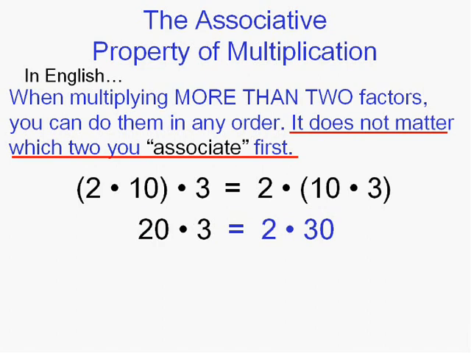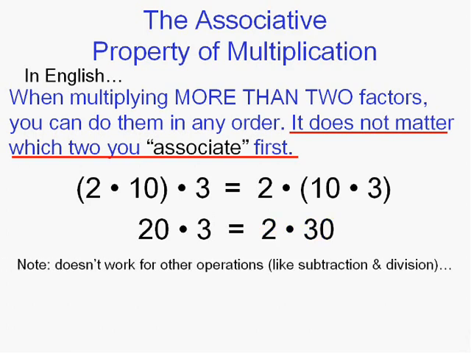Just as I suspected. But look at both sides. 20 times 3, 60, will be the same as 2 times 30, 60. So it really didn't matter which 2 I did first. And note I didn't change the order of the terms. It's still 2, 10, and 3 on both sides. It's the order that I executed the multiplication. Now, like other properties, this doesn't work for subtraction and division. It only works for addition and multiplication.